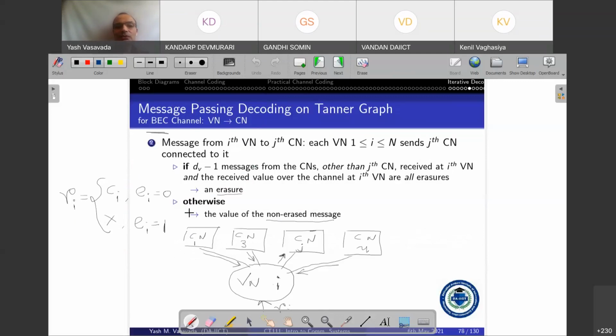So you go to the first VN, so you set I equal to 1. And then you change the value of J from 1 to DV. Remember, DV is the degree of the variable node. So basically you go to each of the DV CNs that are connected to that first VN, and you use this algorithm to send the message. Then you increment I, you make I equal to 2, and then again repeat the same thing. So that is going to be the main part of your algorithm.